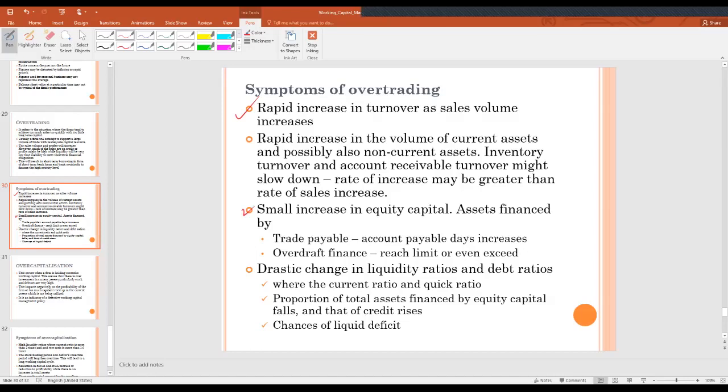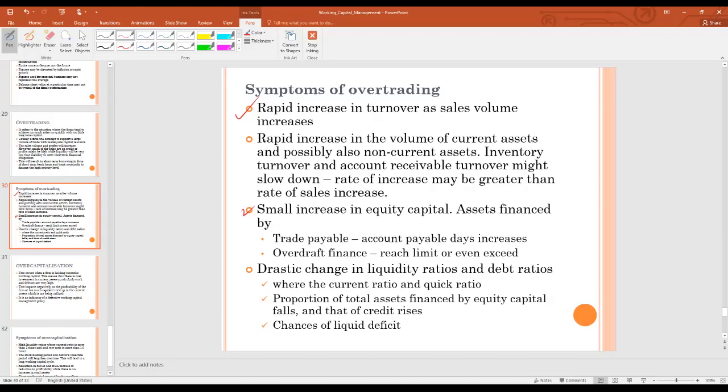Okay, small increase in company equity capital as well as the non-current liabilities, the long-term debts. So there will be a very small increase in company equity, as well as a very small increase in company non-current liabilities, mostly the company debt capital. Those are the first two symptoms.